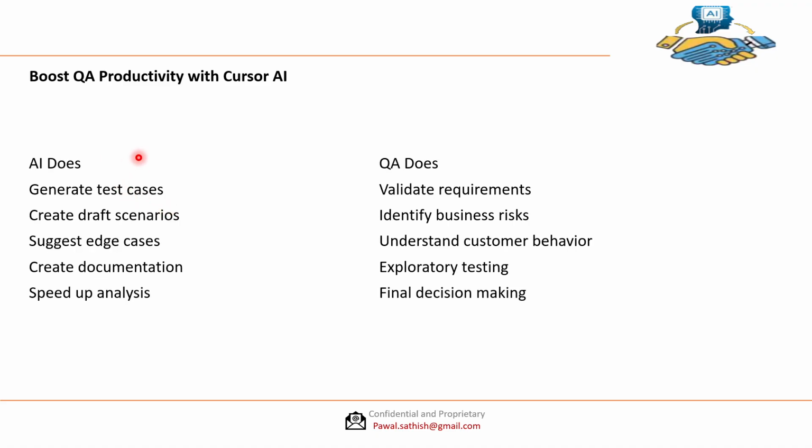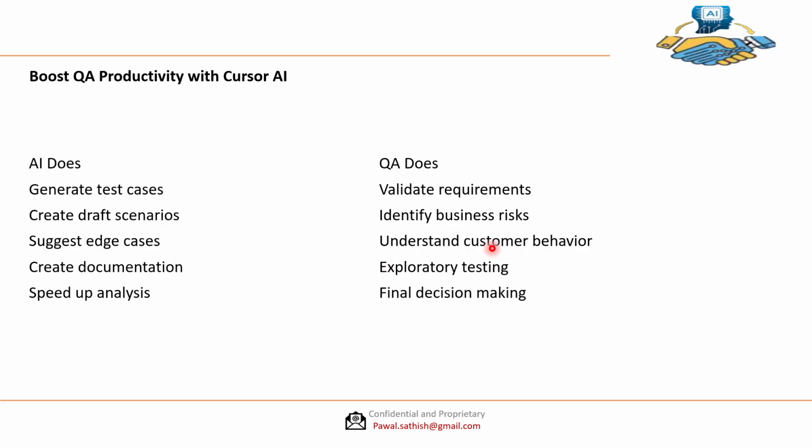Now, a quick glance at what AI does. It generates the test cases. As a QA, we need to validate the requirements. Then AI creates the draft scenarios, and we need to identify the business risk. AI also generates the edge cases, and we need to understand the customer behavior or customer requirements. It's not necessary that all the AI-generated test cases be added to our Jira or Excel sheet and executed.